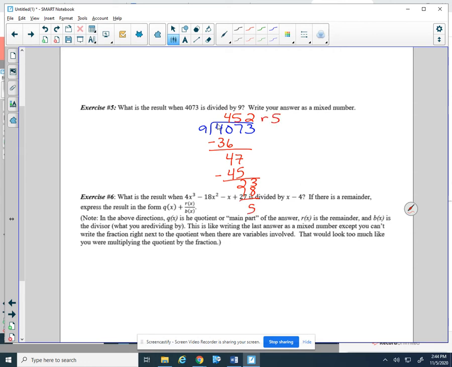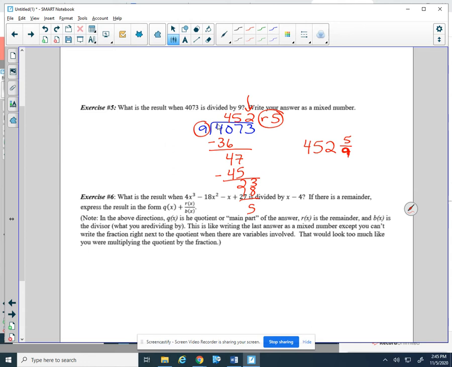Now, probably the trickiest part of this, once we get to the variables and the polynomials, is knowing how to write that remainder. So basically, 9 goes into 4,073 452 times with a remainder of 5, which means that we have 5 ninths at the end. Okay, so there are 5 out of 9. We didn't quite make it to 453, so we have a fraction left at the end.